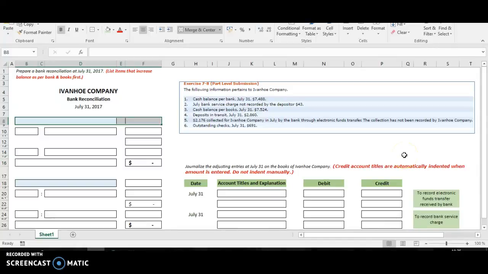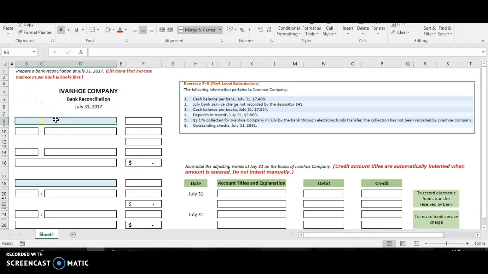I'm going to be doing exercise 7-8 from homework number 2. So I put all the information right here in Excel so we can look at it better. We have the following information pertains to Ivanhoe Company: cash balance per bank, service charge not recorded by the depositor, cash balance per books, deposits in transit, an amount collected for the company by the bank through electronic funds transfer, and outstanding checks. So the first thing they are asking us to do is to prepare a bank reconciliation.